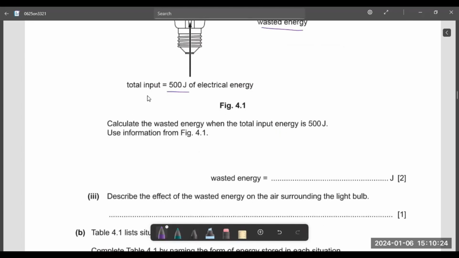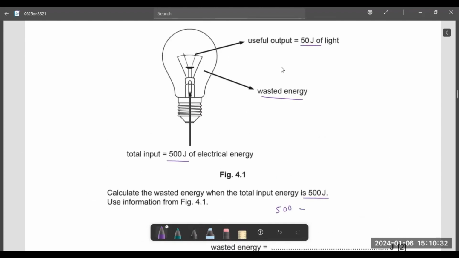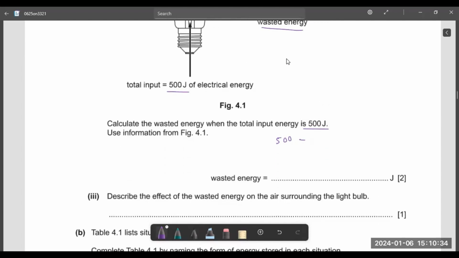Calculate the wasted energy when the total input is 500. So input energy was 500, and you can see here the useful output is only 50. So 500 minus 50, that is 450. 450 joules is wasted.